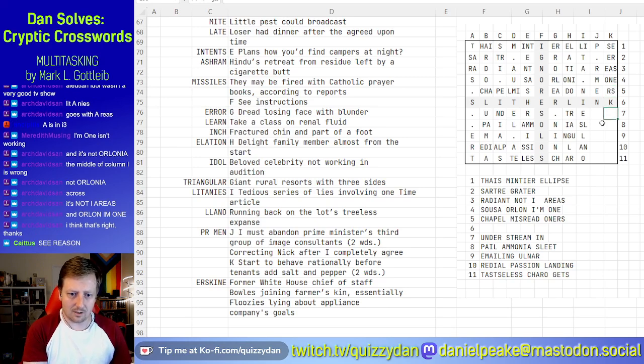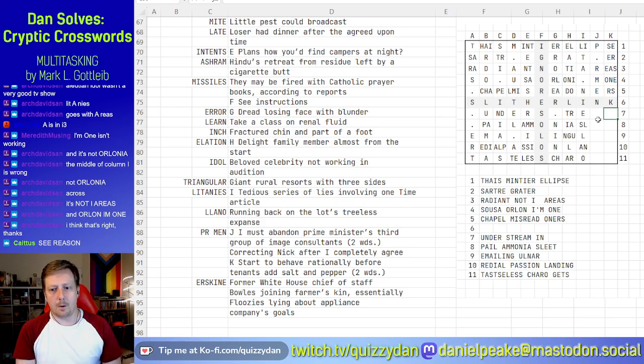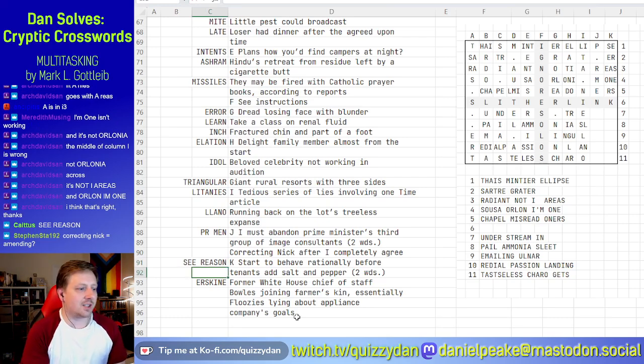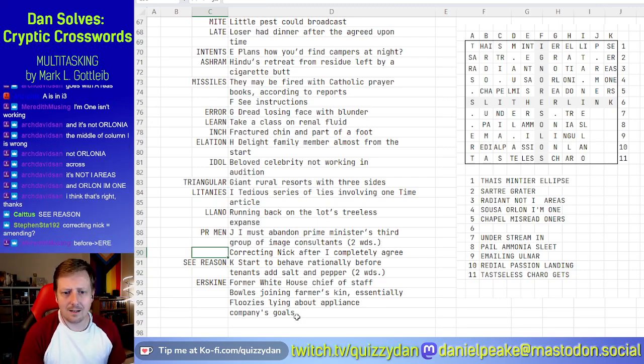Owners. There's your Erskine. Can't do it for this bottom bit. So this one, see reason. Start to behave rationally is to see reason. So season. And it's with, add salt and pepper. Not quite sure how it works. Correcting, nick, amending.